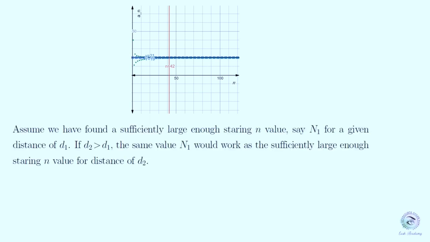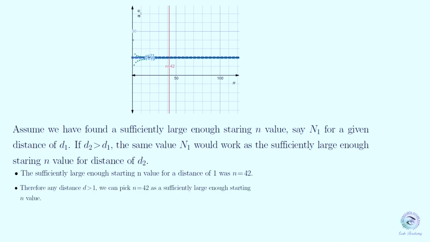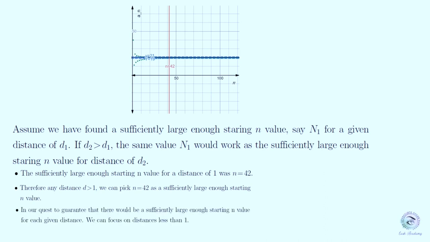Assume we have found a sufficiently large starting n value, say n1, for a distance of d1. If d2 is greater than d1, the same value n1 would work as the sufficiently large starting n value for a distance of d2. The sufficiently large starting n value for a distance of 1 was n equals 42. For any distance greater than 1, we can pick n equals 42 as a sufficiently large starting n value. Therefore, in our quest to guarantee that there would be a sufficiently large starting n value for each given distance, we focus on distances less than 1.